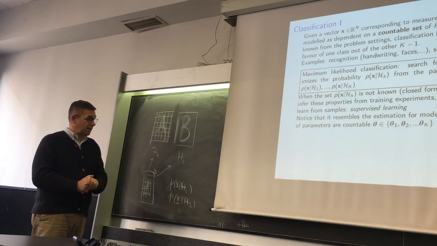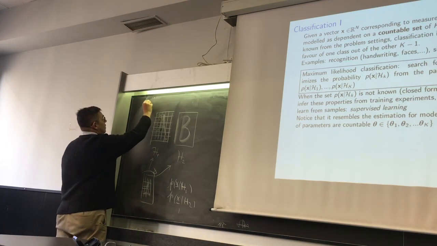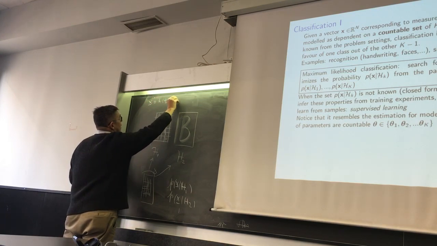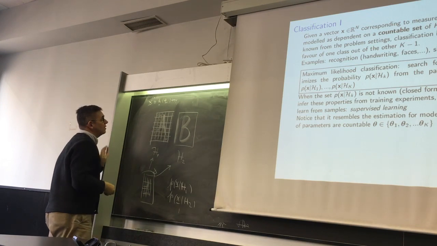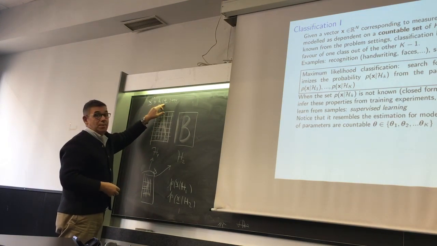In other words, you remember we started saying that I have my model. My model is x equals h theta plus w. And then I said, okay, this is my measurement, and they have some impairment. My goal is to estimate theta.